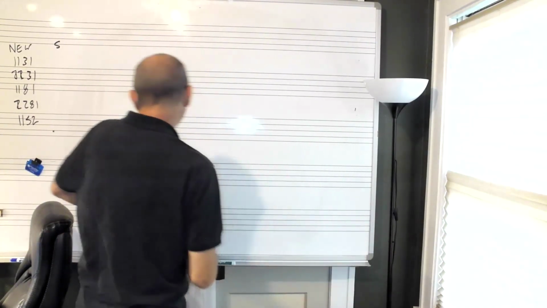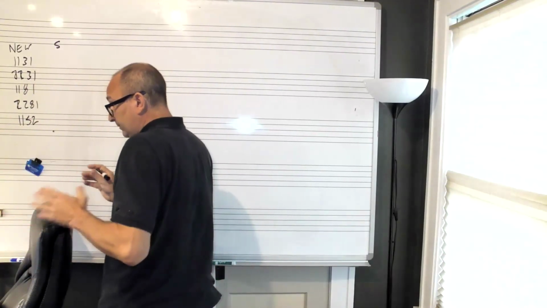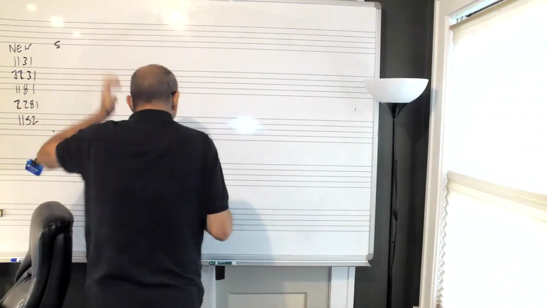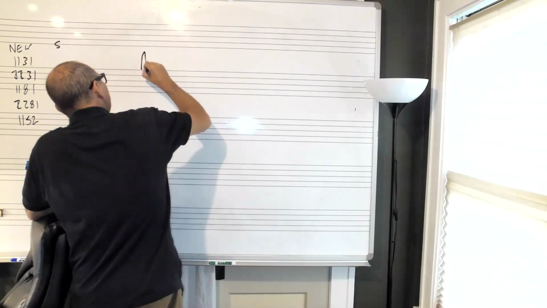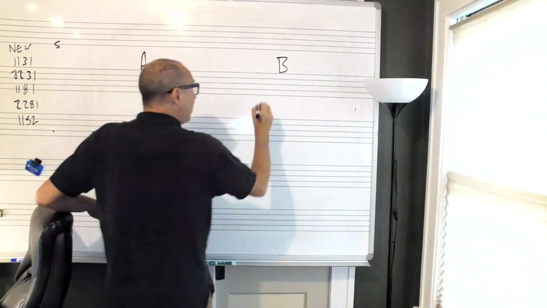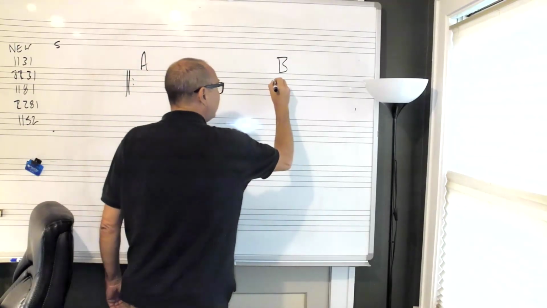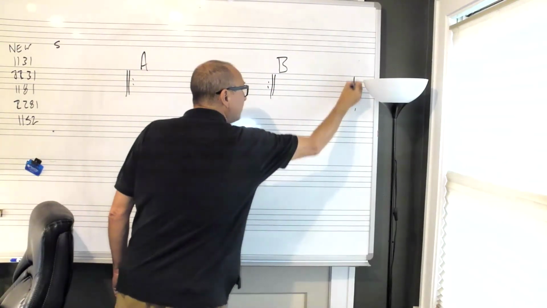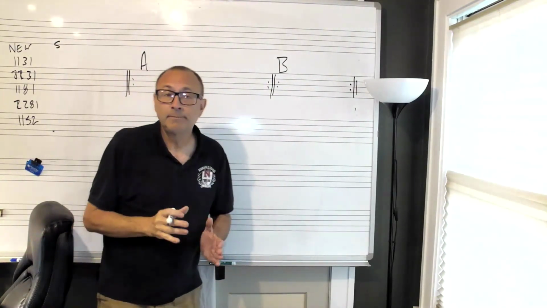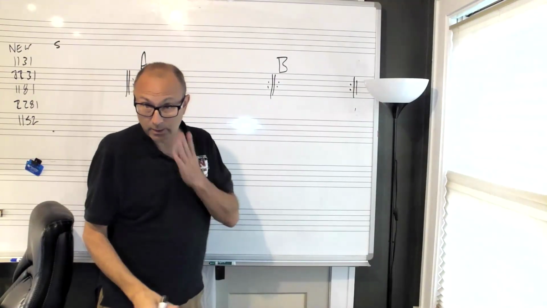Okay, binary form. Be prepared to do this. It's fairly intuitive, I think. Binary means two. Okay? So, when charting a binary form, we're going to start with A and B. And then, with binary form, if you're asked to chart a binary form, put repeat signs. Because usually binary forms will have phrase A repeat, and then phrase B will repeat.